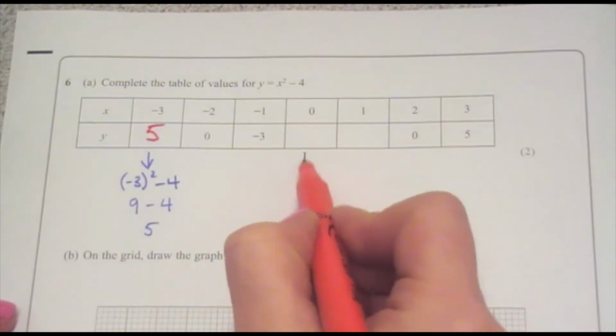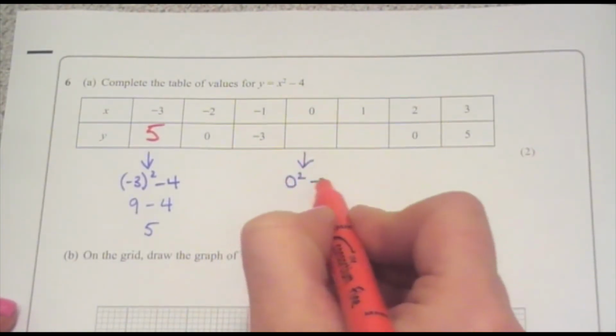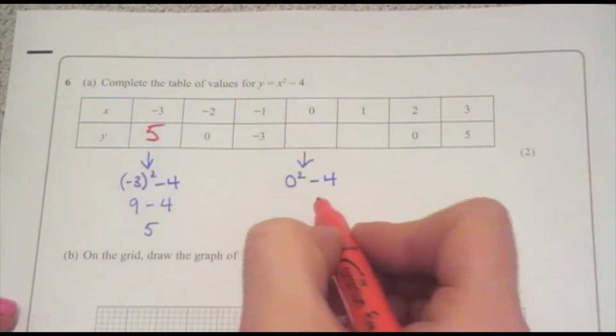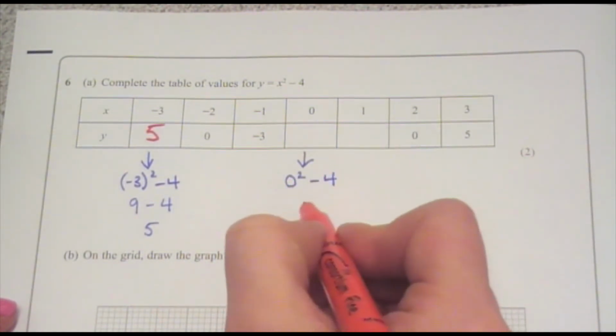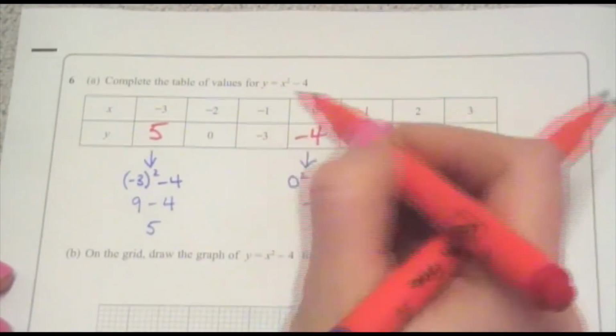The same for this one. My x coordinate is 0, so I substitute in 0. 0 squared take away 4. 0 squared is 0. 0 take away 4. It's going to leave me with minus 4, which is my y coordinate.